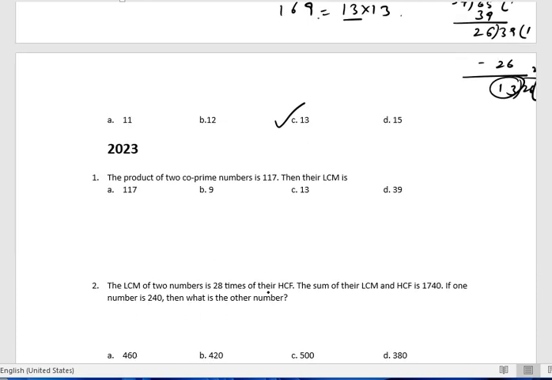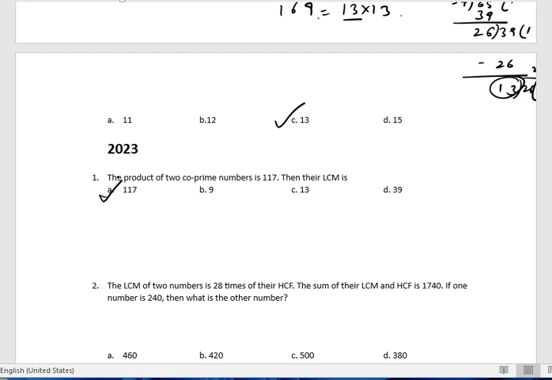Now, all the questions which were there in 2024 are done. These are questions of 2023. The product of two co-prime numbers is 117. Then their LCM? Now, when we talk about the product, co-prime numbers have HCF as 1. It means there is nothing common in them. So their LCM will also be 117. I hope it is clear. Co-prime numbers have nothing common in between. It means HCF will be 1 and the product of two numbers will be the same as HCF into LCM. HCF is 1, so the LCM is left as the product.